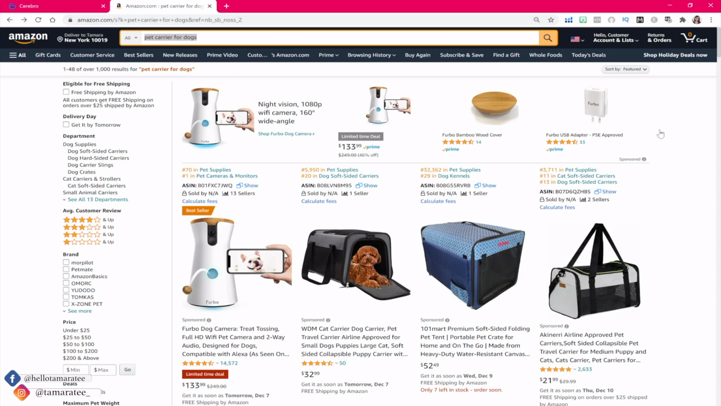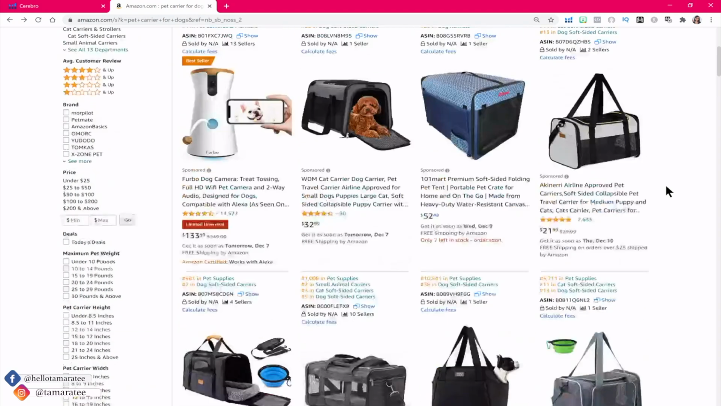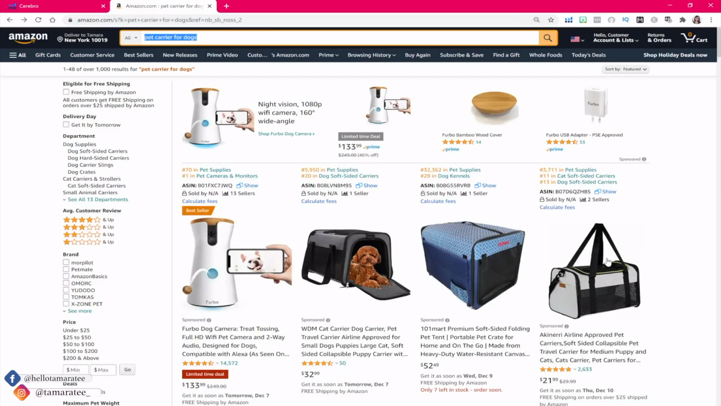So a lot of the times when we see our competitors making a ton of sales, we always wonder, what keyword are the sales coming from? If this pet carrier seller right here is making a ton of sales, are they making sales through this keyword, pet carrier for dogs? Or can they be making sales from just pet carrier or dog pet carrier? There's so many different types of phrases.